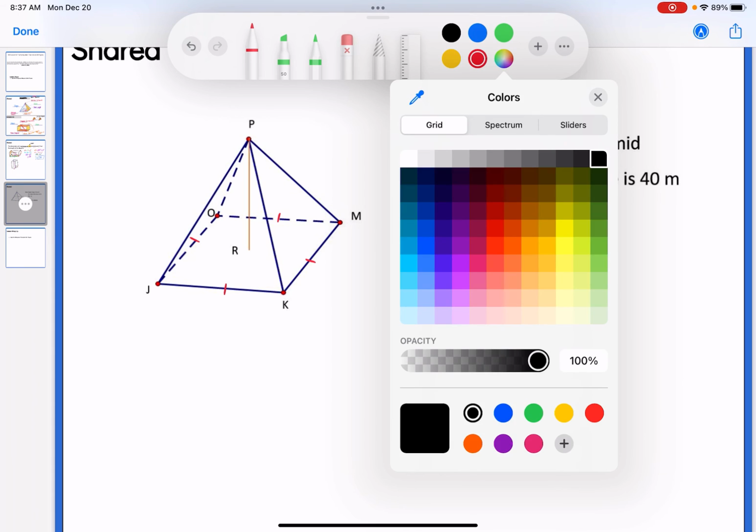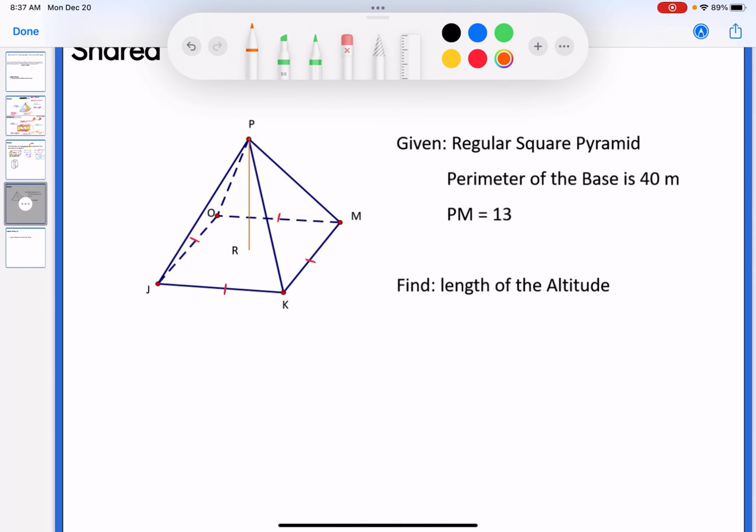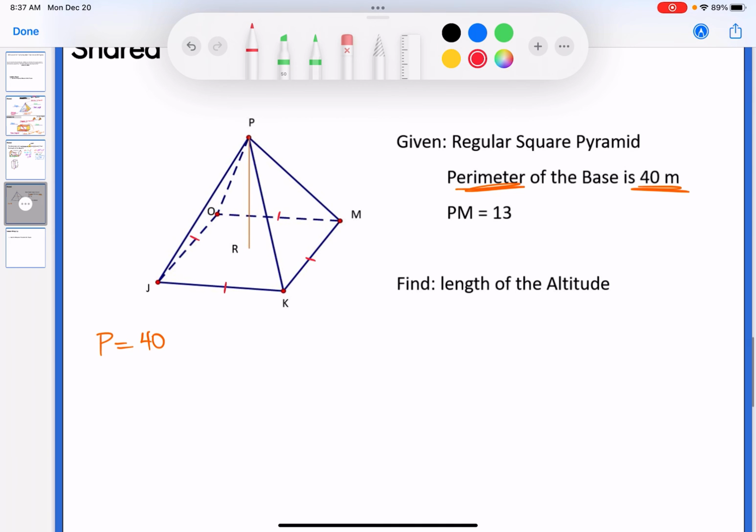It says the perimeter of the base is 40. If the perimeter is 40, how long is each side? Well, there's 4 congruent sides if it's a square, so each side would be 10, right? Cool, then we just found our side length. And it says segment PM, that's this one right here, segment PM is 13, so that is an edge. It says find the length of the altitude.